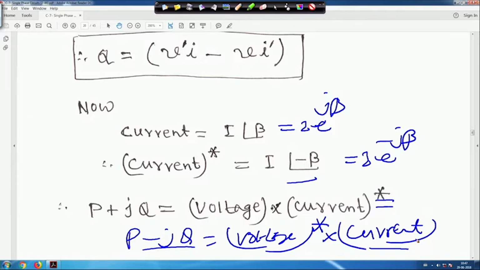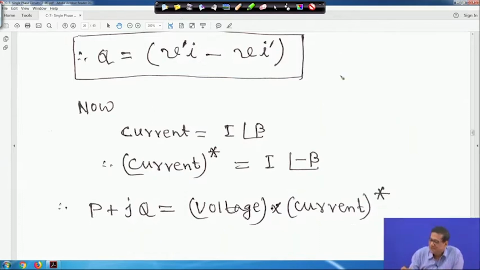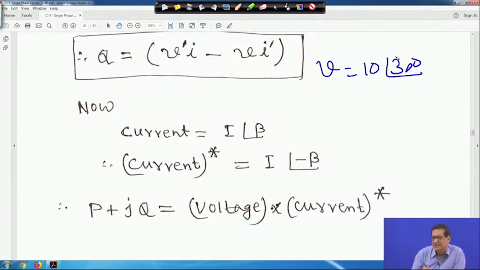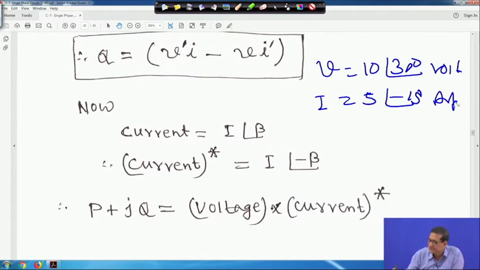For example, before proceeding further, suppose you have been given voltage V equal to 10 volt RMS at angle 30 degree, and current I given as 5 angle minus 15 degree ampere. Now, the question is, what is the angle between the voltage and current?